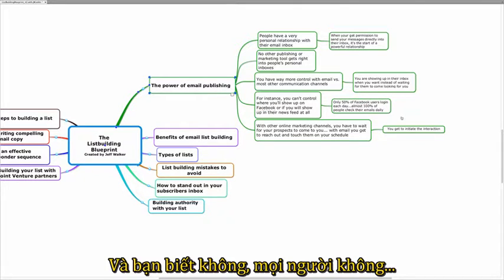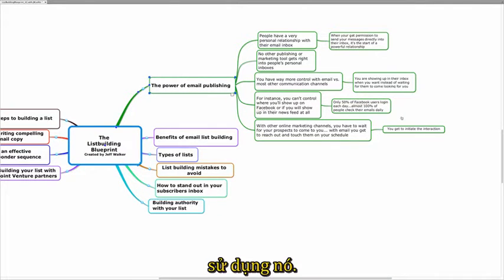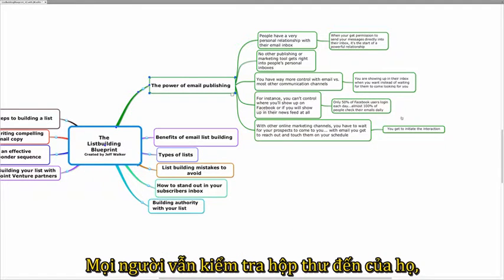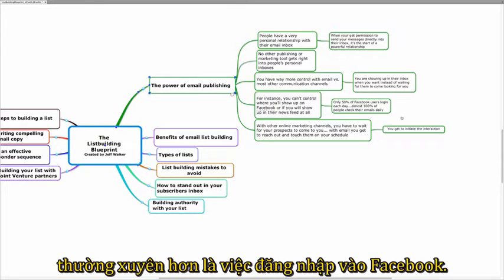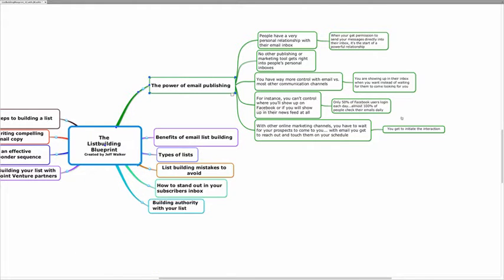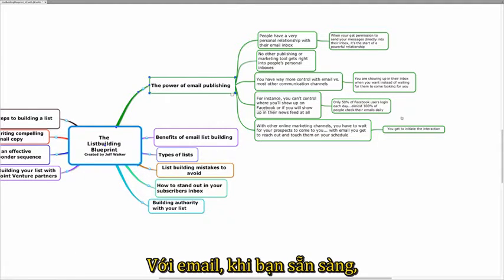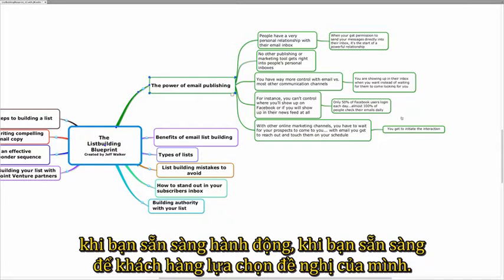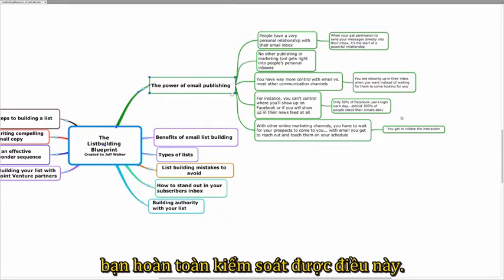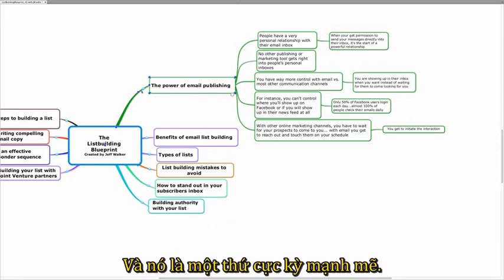People just don't go to Facebook. It's incredibly popular, but it is not as popular as email. People are still checking their inboxes more often than they're going to Facebook. With other marketing channels, you have to wait for prospects to come to you. With email, when you're ready to create some motion, when you're ready for people to click through to your offer, then you hit send. You are in control.